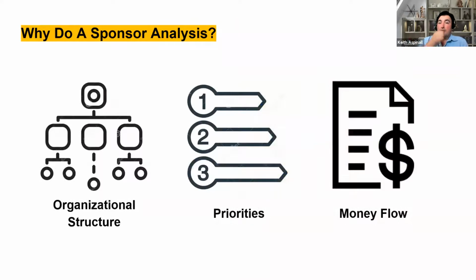So then why do a sponsor analysis? I think there are three core pillars to a sponsor analysis. One is understanding the organizational structure of a federal agency or a nonprofit or any kind of funding source, to know how they're set up. The second is their goals and priorities: what are they looking to fund? And then how does the money flow? I'll give examples of each of these three.